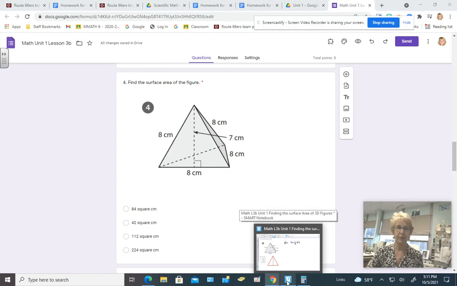Hey everybody, it's Mrs. Bianchi, and we're taking a look at number 4, which is asking us to find the surface area of this figure, which is a tetrahedron. It's a polyhedron, but more specifically, when we use the word tetra, we're talking about 4.